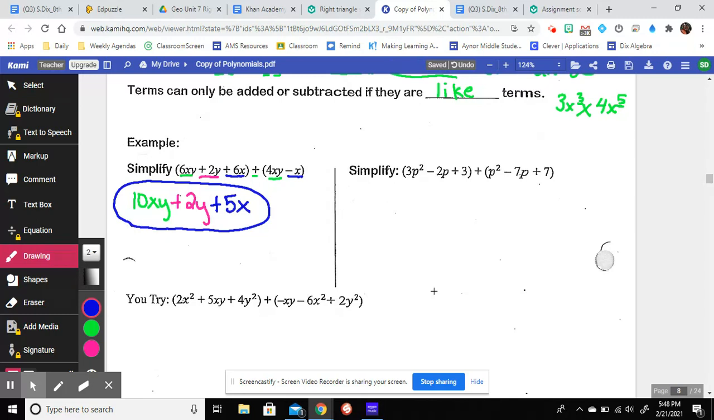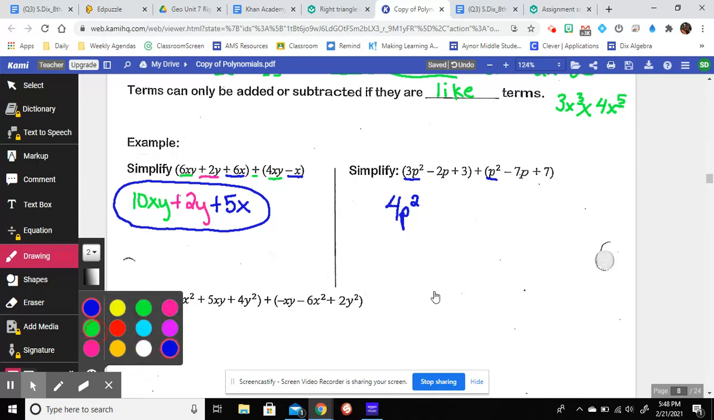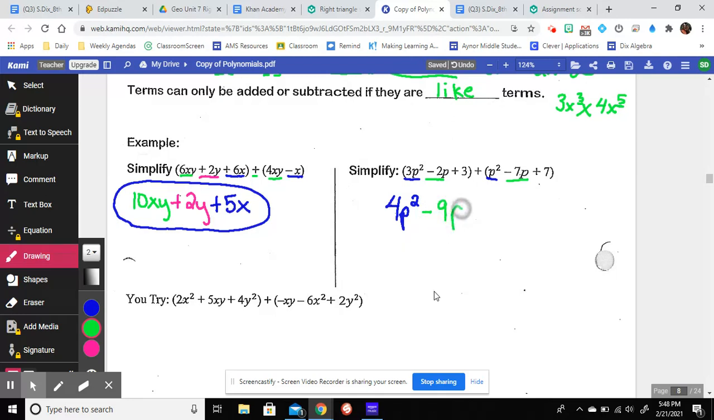So let's try another. We've got 3p squared and 1p squared, because remember there's an invisible 1 in front of it if they don't put 1 there. So 3 plus 1 is 4, and then we just write the p squared. Remember, this is not where we are multiplying things, therefore we don't need to change the exponent. We did a section on exponent rules not long ago, but in that case we were multiplying them. Here we're not multiplying them, we're adding them. Next I have a minus 2p and a minus 7p. So negative 2 plus negative 7 is negative 9p.